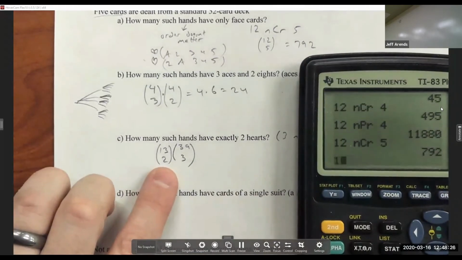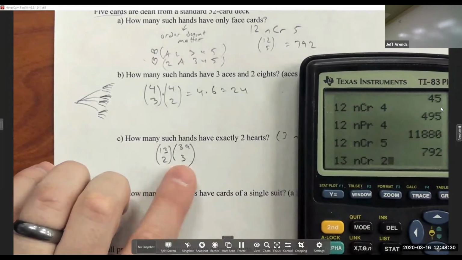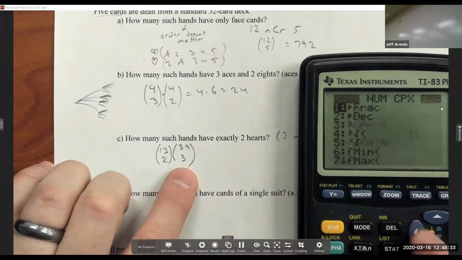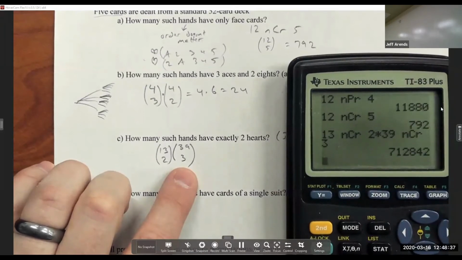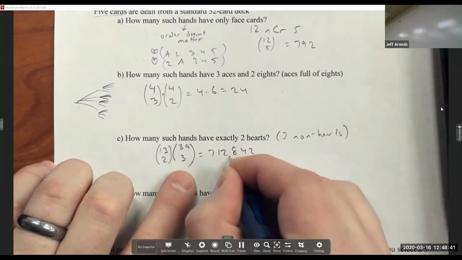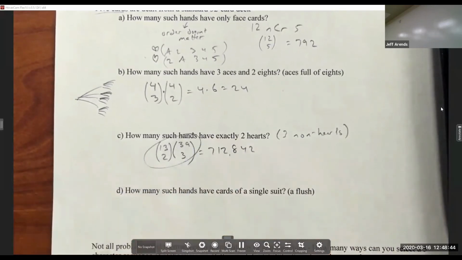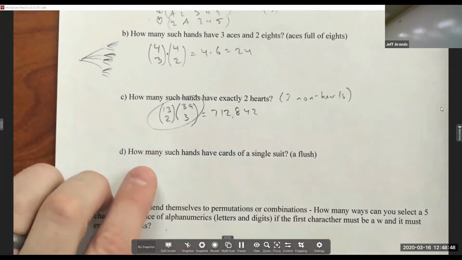So we get 13 choose 2 times 39 choose 3. So 712842. Again, that's the number I care about more, and I'd rather see this on the test than that number.